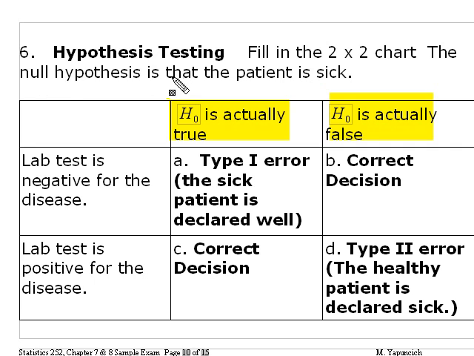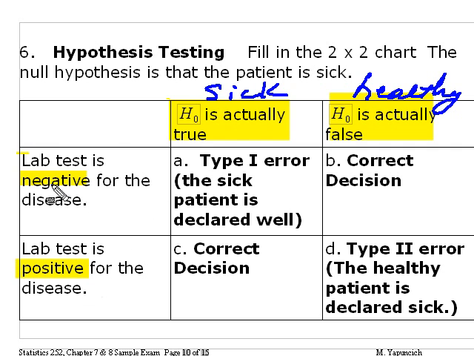In this case, we have a null hypothesis that the patient is sick. So the first column means the patient really is sick. And this one would mean the patient is healthy, or at least not sick of that particular disease. Then we go down here and we have lab tests. The lab test could come back negative or it can come back positive.